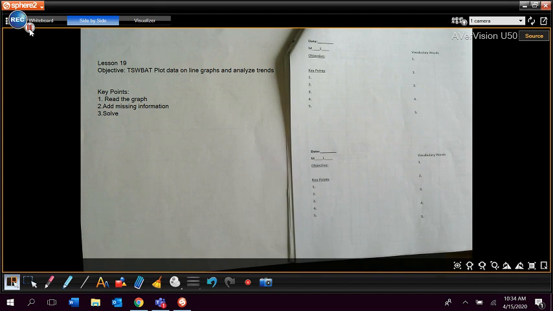So again, today we are doing lesson 19, and our objective is the student will be able to plot data on line graphs and analyze trends. Our key points for today are key point 1, read the graph. Key point 2, add missing information. And key point 3, solve. I'm going to pause the video, boys and girls, and you may write down the objective and the key points in your notes.